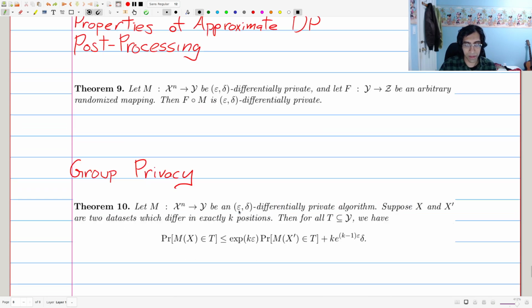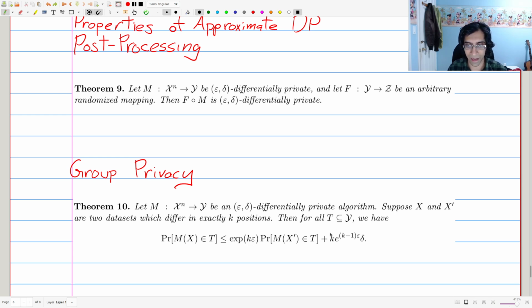The next is group privacy. Recall that group privacy focuses on databases which are not neighboring data sets, not one away from each other, but they differ in, say, this time, k positions rather than just one position. In this case, what happens to the differential privacy guarantee? Well, this one isn't quite as nice as before. In particular, what we saw before is if you have epsilon DP, then you'll have k times epsilon. So it sort of chains nicely, and you get this factor of k, which is kind of natural.